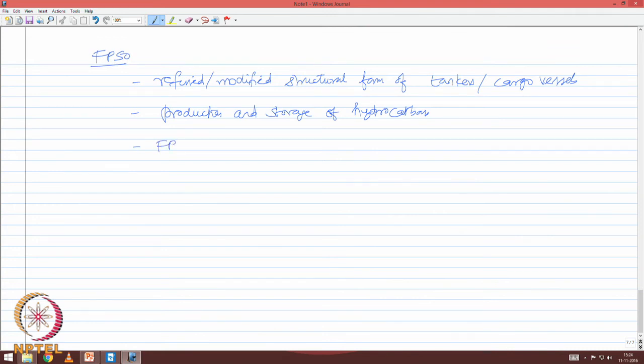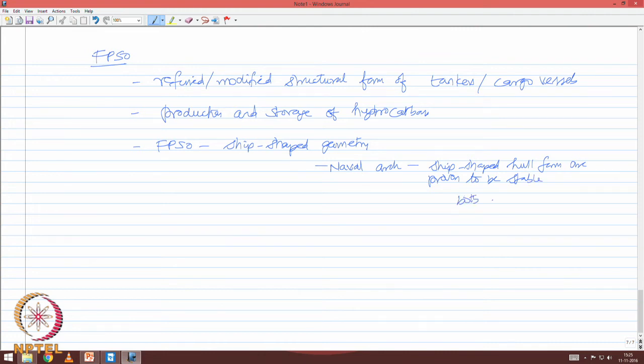Usually FPSOs are ship shaped geometry. One may ask me a question, why are they ship shaped geometry? Because it is very clear in naval architecture that ship shaped hull forms are proven to be stable both when they are afloat and when they are moored.